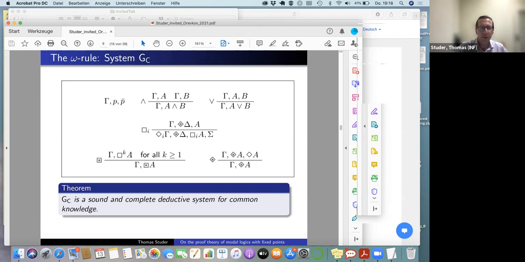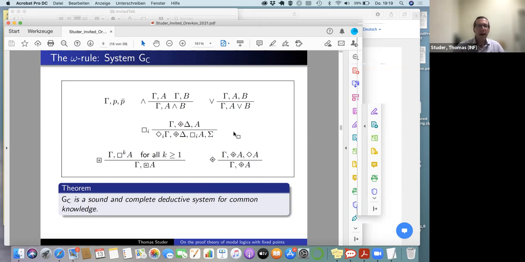So we have an infinitary rule. This says if for any iteration of everybody knows A, we can derive all these iterations, then we can derive common knowledge of A. So we have infinitely many premises for all iterations of everybody knows, then we can infer common knowledge. For the dual of common knowledge, we have just from diamond A, we can infer the dual of common knowledge of A.